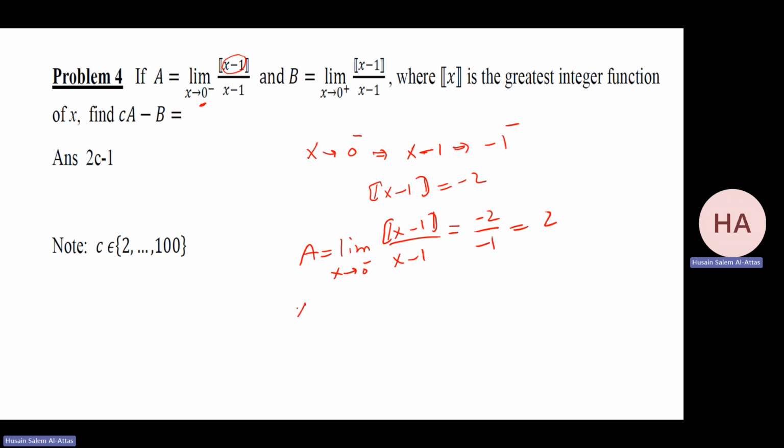Now, x goes to 0 from right. Now x minus 1 will go to what? Minus 1 from right, which is minus point something, like minus 0.999. So the greatest integer of x minus 1 will be minus 1. We subtract 1 from 0 from right, 0.1, subtract 1, still minus 0.9.